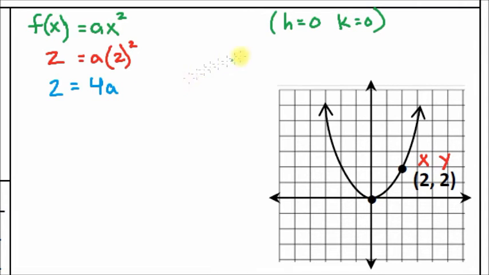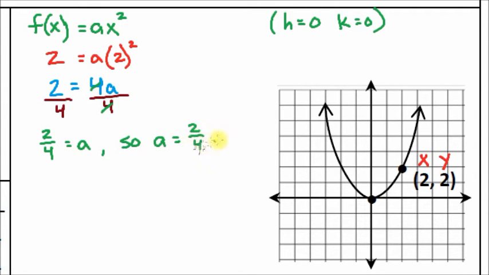The next step is divide both sides by the coefficient of a. Well, the coefficient that goes with a is 4. We're going to divide both sides by 4. And when we do that, we've got 2 over 4 is equal to a, because this 4 cancels and this 4 cancels, because 4 over 4 is 1. And we're going to wrap this up. So a is equal to 2 over 4. We can simplify that to 1/2. So there is our value of a.